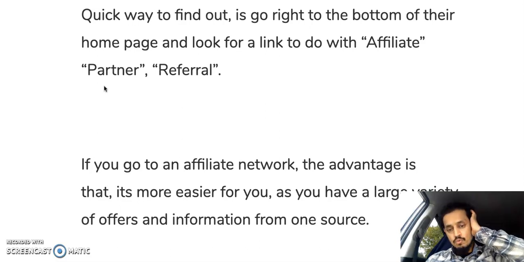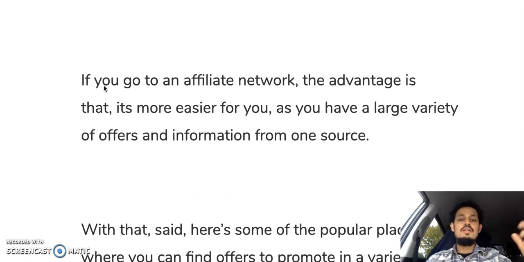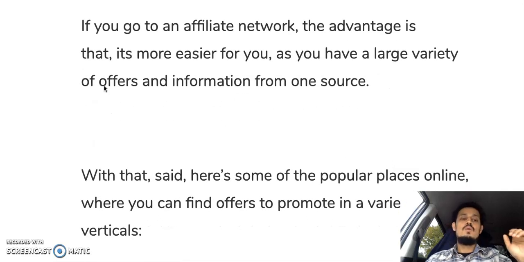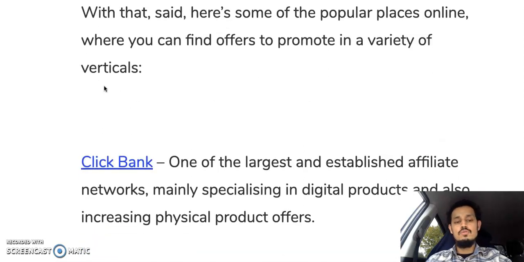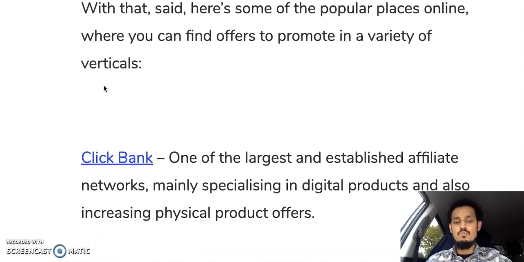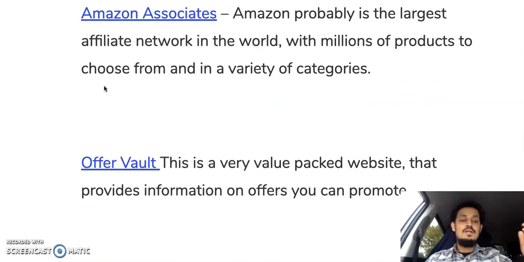If you go to an affiliate network, the advantage is that it's easier for you, as you have a large variety of offers available. You can search, navigate and browse through them, with information from one source as well. With that said, here are some of the popular places where you can find offers to promote in a variety of verticals. ClickBank is one of the largest and most established networks, mainly specialized in digital products and also increasingly physical product offers. Amazon Associates: Amazon is probably the largest affiliate network in the world, with millions of products to choose from, and they were the first to come into the marketplace with an affiliate program back in the 1990s.